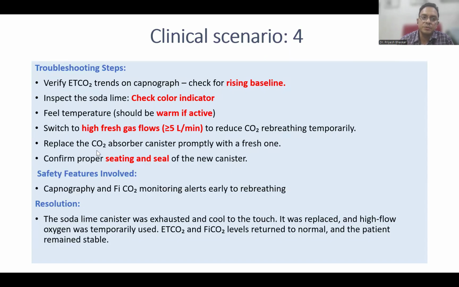So troubleshooting steps: verify the inspired CO2, right? Inspect the soda lime, see the color indicator. You feel the temperature because it's an exothermic reaction. You will always feel warmth if it is active. Switch to high fresh gas flow, more than 5 liters per minute. Replace the CO2 canister with a fresh one and confirm proper sealing. Okay, so capnography and FiCO2, inspired CO2, were very important in this case.